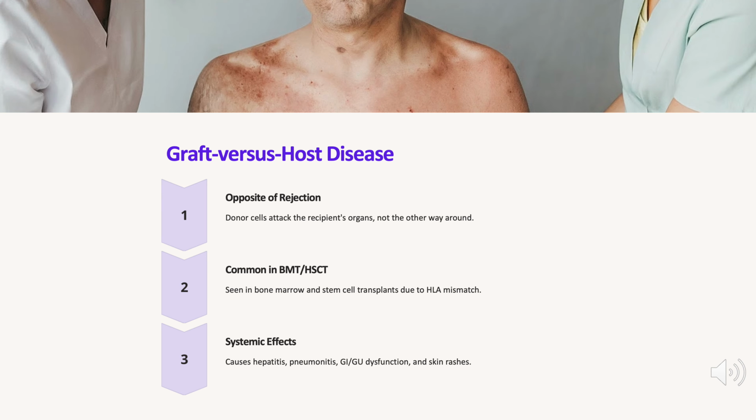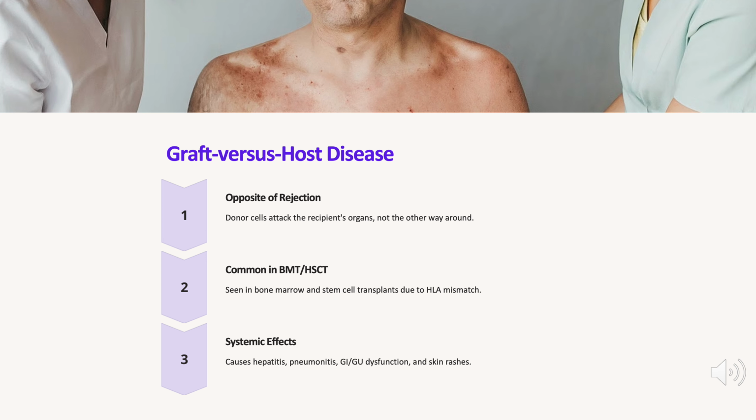In contrast to rejection, graft versus host disease involves the donor's immune cells attacking the recipient's organs, creating a complex immune reaction. Commonly observed in bone marrow and stem cell transplants, graft versus host disease occurs due to human leukocyte antigen, HLA, mismatch between donor and recipient.